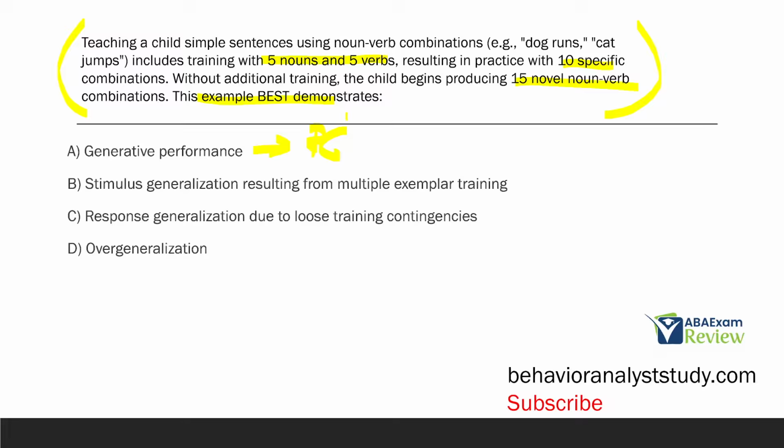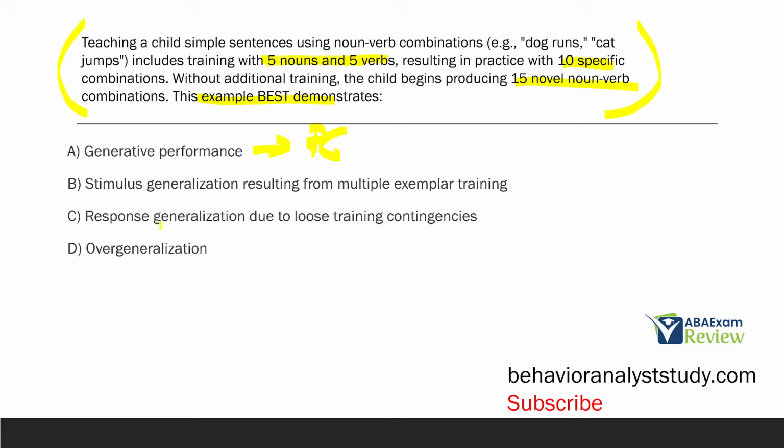There was no additional training, right? The only training that took place were the 5 nouns and 5 verbs for those specific combinations. With multiple exemplar training, we're training a lot of different examples, right? And it isn't stimulus generalization. We've got 15 novel responses, right? So we're looking at response generalization.